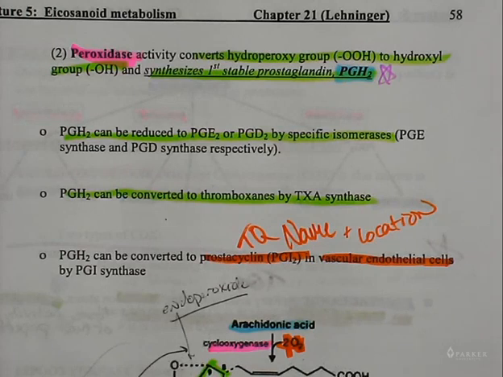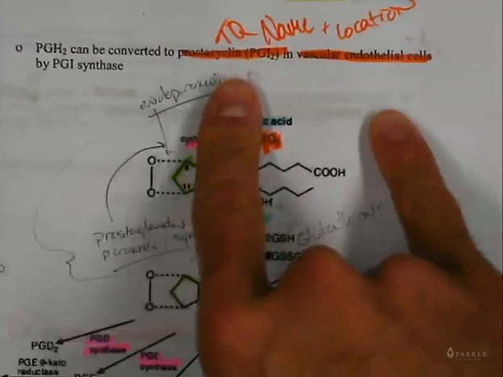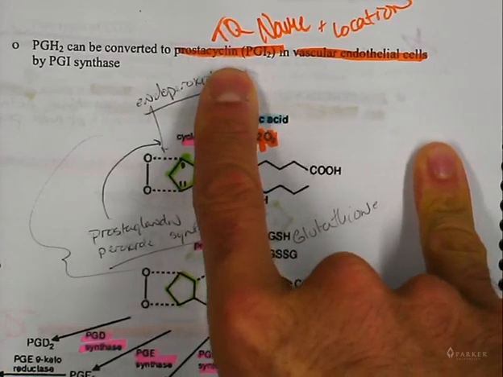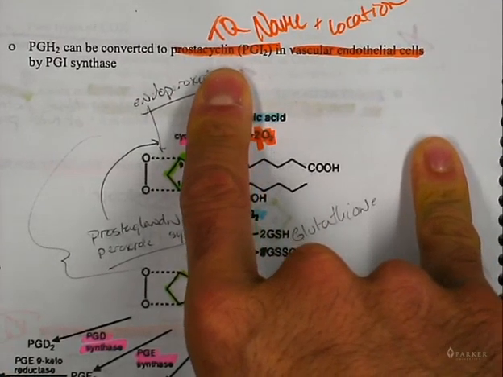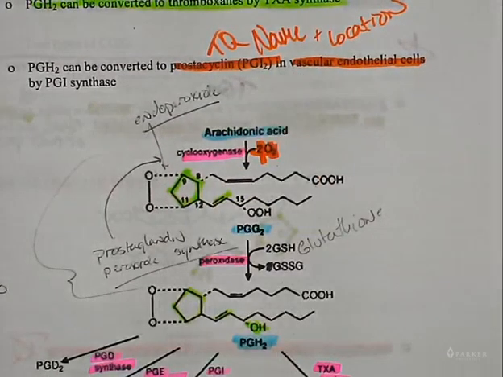PGH2 can be reduced by any number of these enzymes. It can be converted, et cetera, which is what we're going to look at. Down here, you want to know this as well. PGH2 can be converted to PGI2. PGI2 is known as prostacyclin. It's produced in vascular endothelial cells. You got to know PGI2 is aka prostacyclin, and it's produced specifically by vascular endothelial cells. The other prostaglandins we're going to talk about don't have alternate names. They don't have specific production locations. That one you got to know, and we're going to go over him separately later.